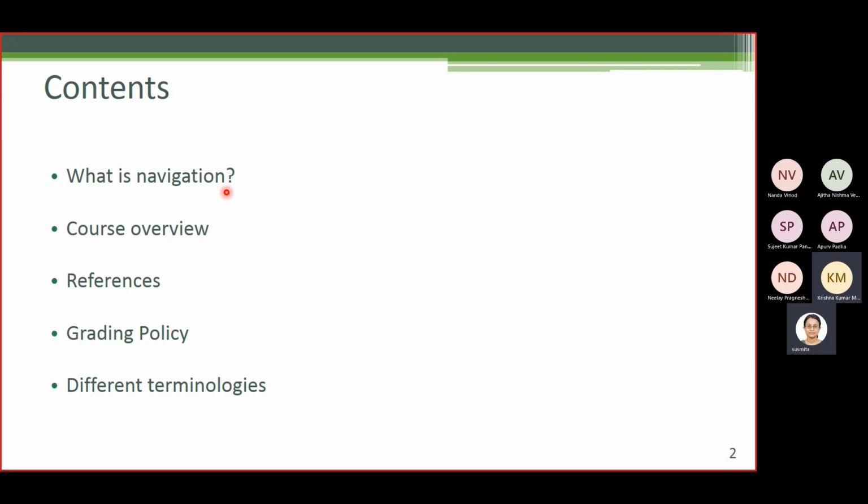Then I'll give you some references which you can look at alongside the class lectures. This is an advanced course, so don't think that whatever I will tell in the class will be available in books straight away. That is not possible. So you need to first attend the class and then only you can look at the books. Okay. Then we'll discuss the grading policy and finally, if we have time left after discussing all this, we'll get started with some terminologies pertaining to navigation. Okay.